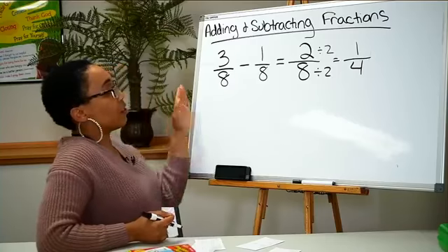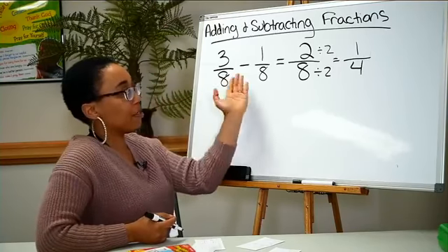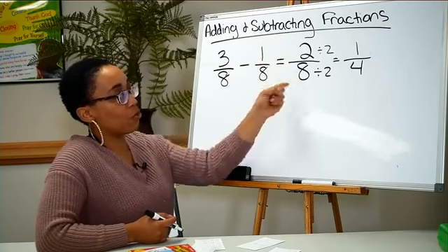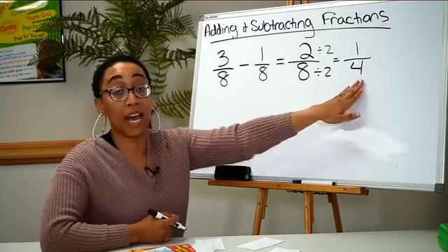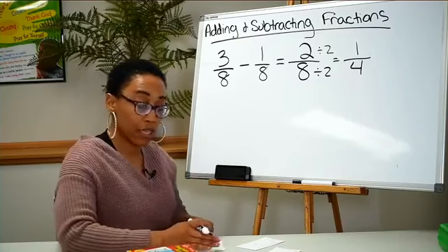Okay? So the same thing when you're subtracting fractions with like denominators. Just bring the denominator over. Subtract the numerators. Reduce if you can. When you cannot reduce anymore, then you're done. Okay? Let's do another example.